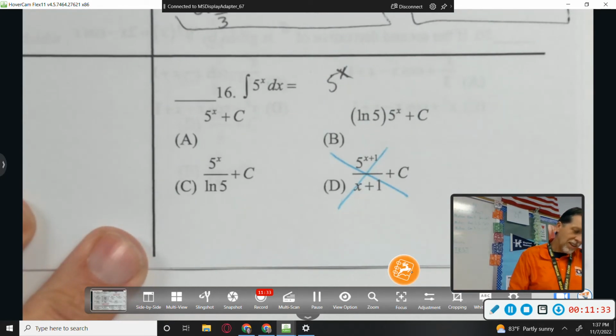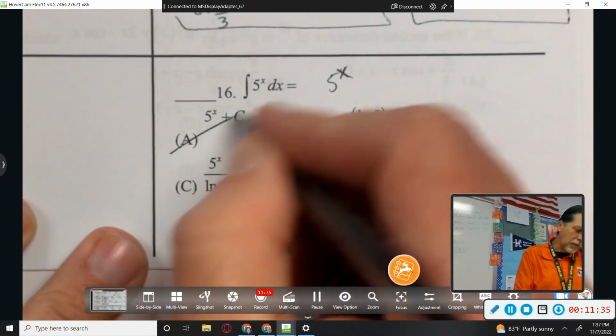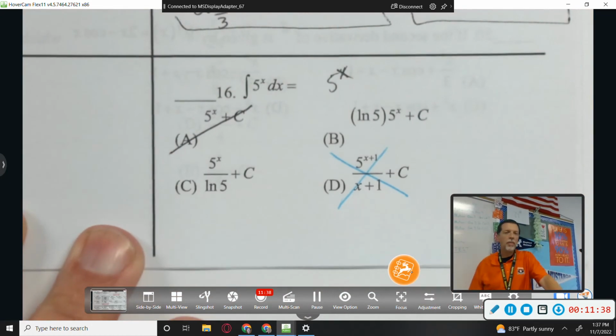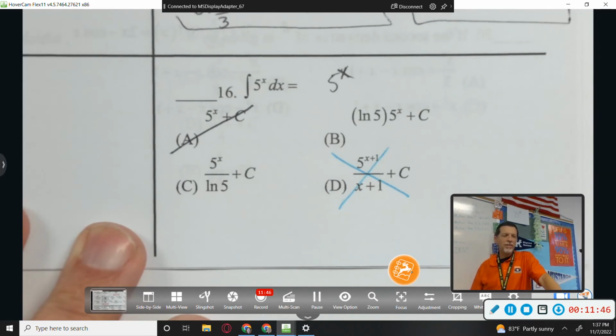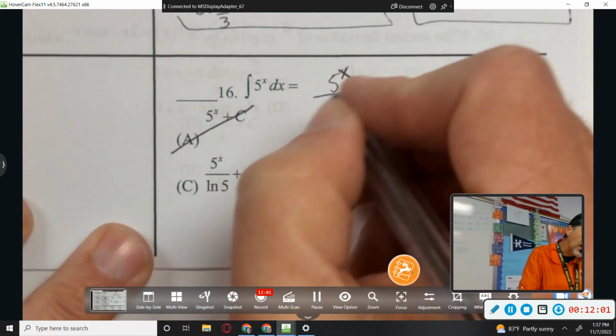We're about to find out. I've got to do something with it, so it's not a. Okay, but b is the derivative. Yeah, when you take a derivative, you multiply by natural log 5. So you would divide by it for the antiderivative. If you're going backwards, from taking a derivative, then you're going to divide by natural log of 5.